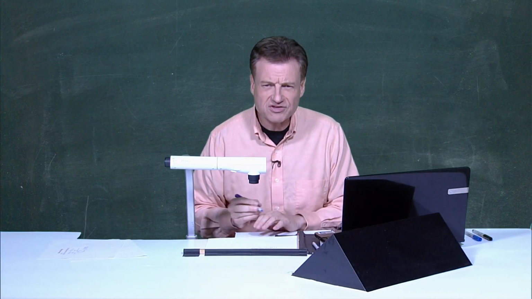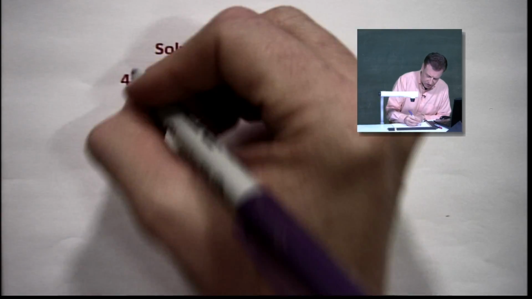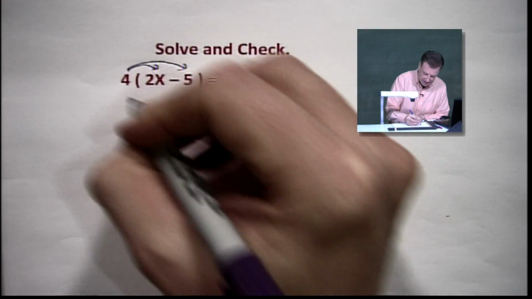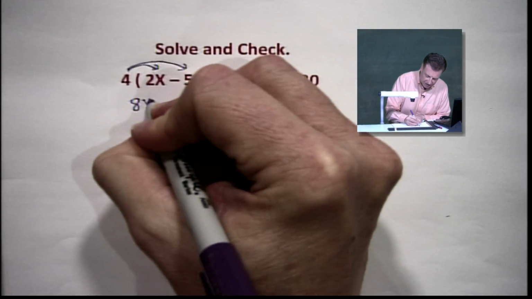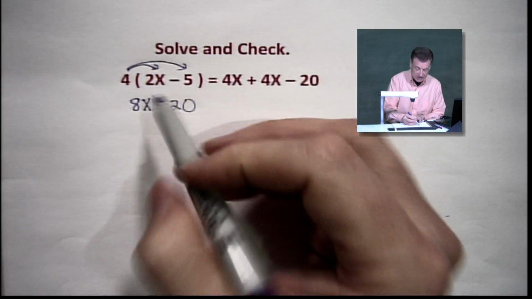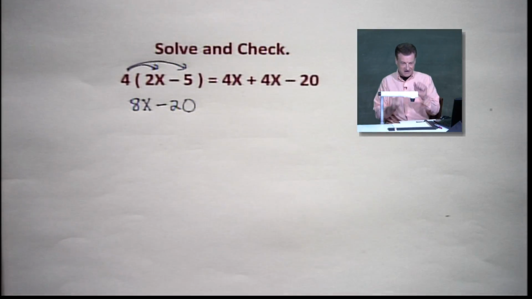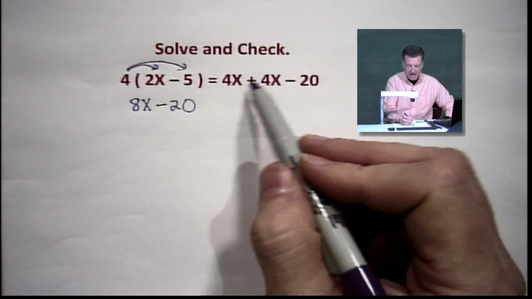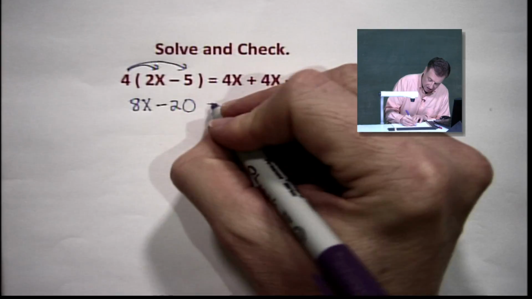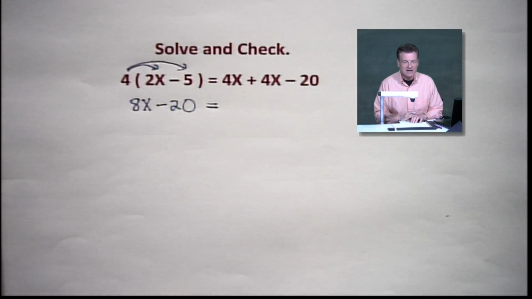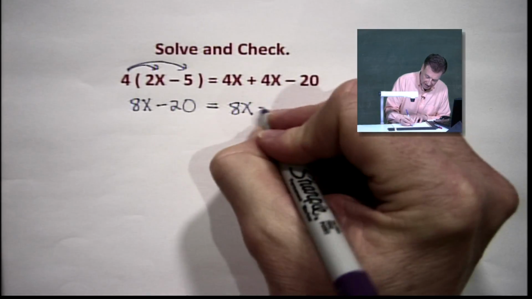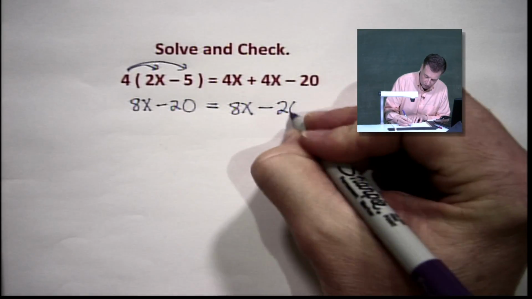Okay, now let's take a look at this next one here. Distributive property, we seem to love that stuff, don't we? So we're going to multiply, and we're going to get 8x minus 20. I'll go ahead and write this one down at home. Got 4 times parentheses 2x minus 5. And on the right-hand side, we got some things to combine, like 4x plus 4x minus 20. Let's go ahead and add 4x to 4x. We get 8x. And we have minus 20.